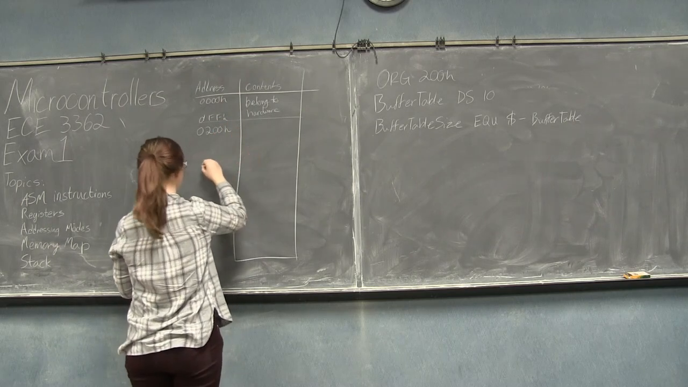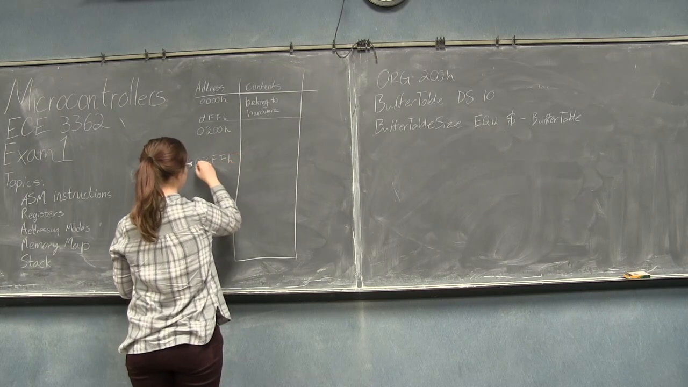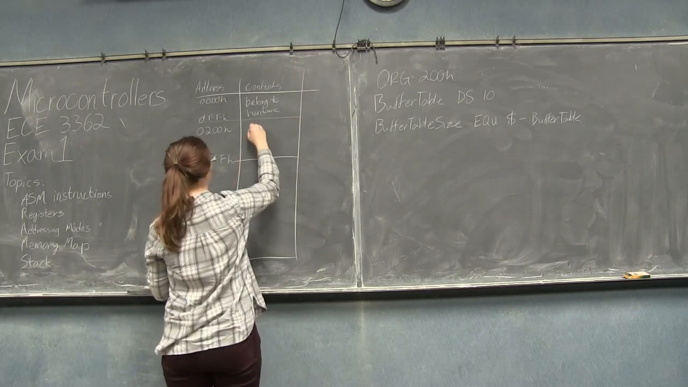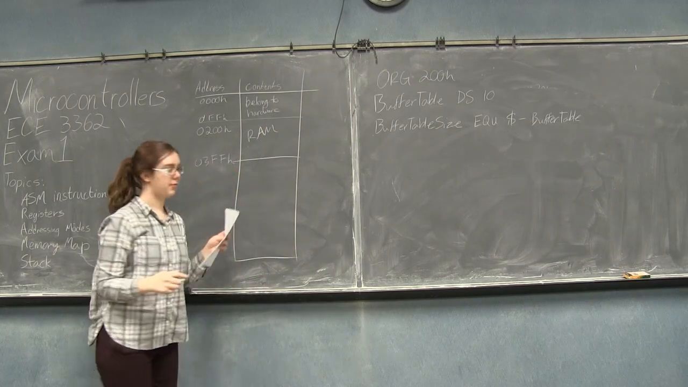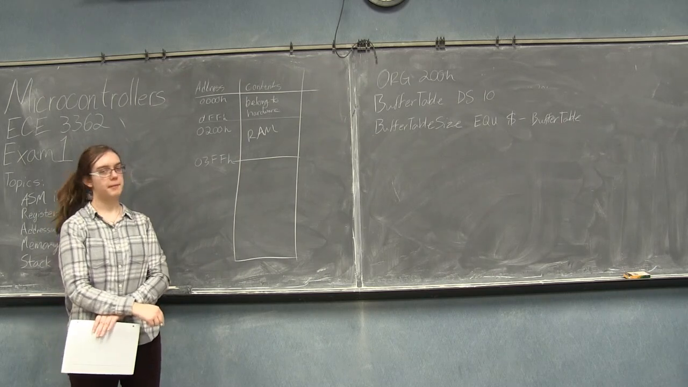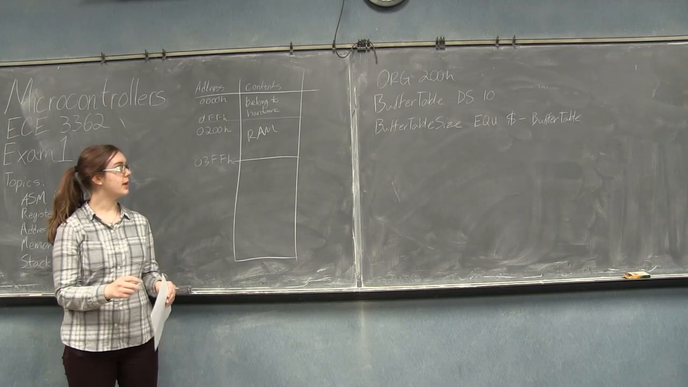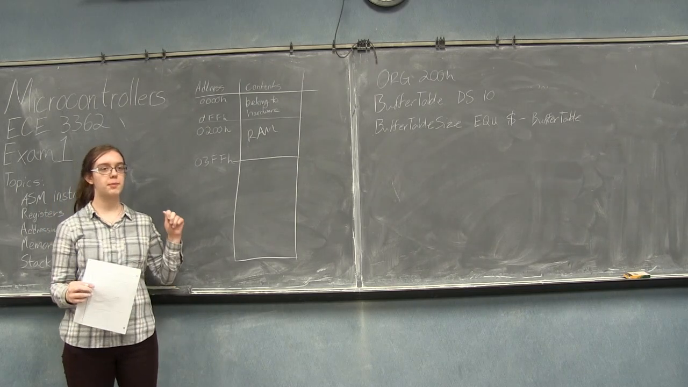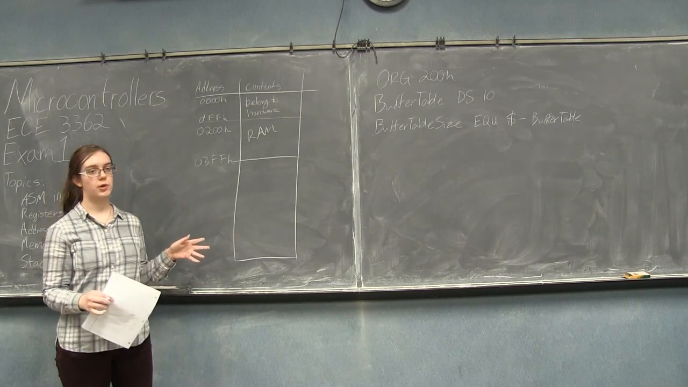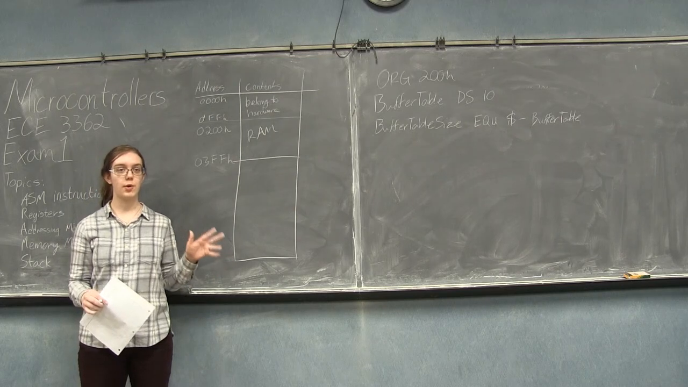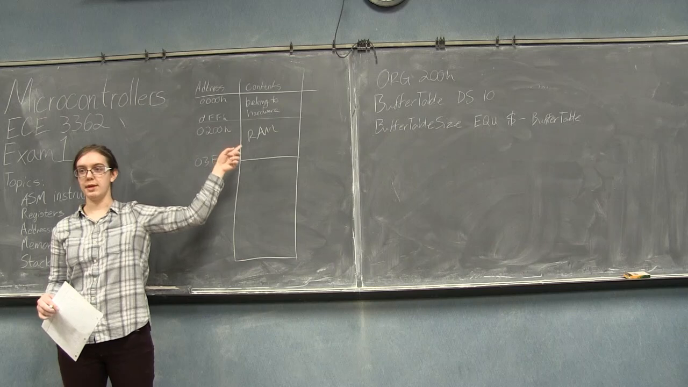From 200 hex to 3FF hex, you have RAM. And RAM, what do we know about RAM? Does it stick around? No. It's random access memory. That means that as soon as you turn power off, everything inside of it gets scrambled. So it's only useful for storing variables, a stack, something that you're going to be using as you have power.